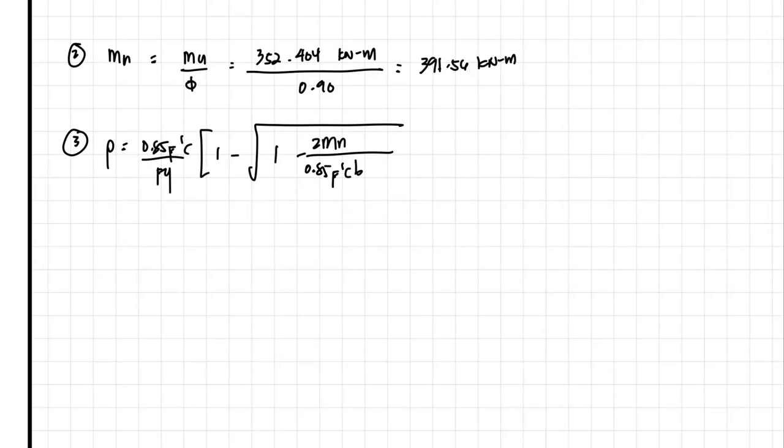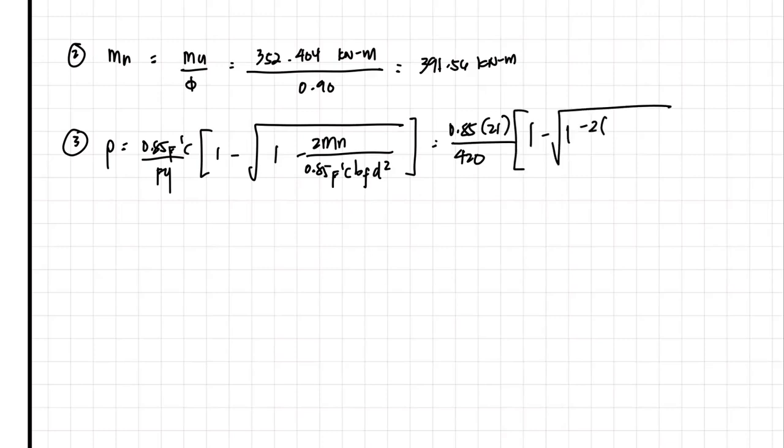Since assume natin na rectangular muna siya, bf muna yan, d squared. Okay? So that is 0.85 times 21 over 420. So we have 1 minus square root of 1 minus 2 times 391.56, convert into Newton mm, kaya times 1 million, over 0.85 times 21 times bf. Wala pa tayong bf.